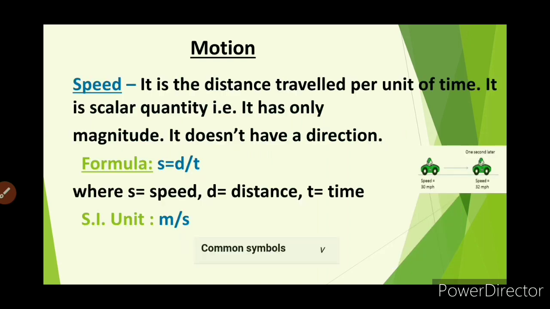Now we have a definition of speed. It is the distance traveled per unit of time. It is a scalar quantity. That means it has only magnitude. It doesn't have a direction. Now we have a formula of speed, which is s equals d upon t, where s equals speed, d equals distance and t equals time. Its SI unit is meter per second. The common symbol of speed is small s.